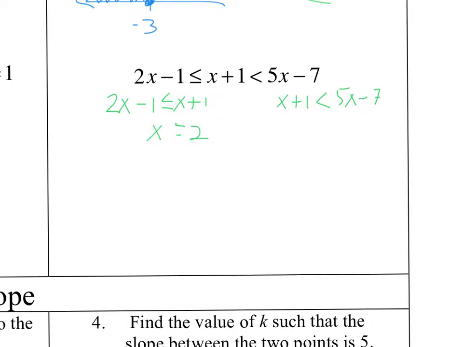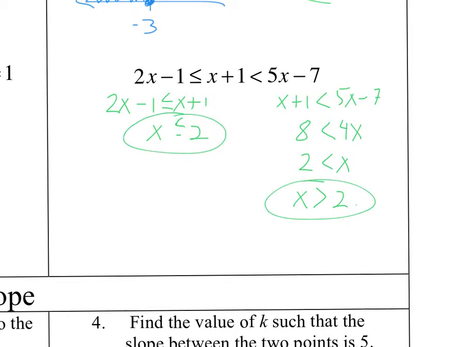And on the right side, we're going to end up getting 4x is greater than 8. And if I divide both of these by 4, we get 2 is less than x, or x is greater than 2. And I made a really fun problem that doesn't actually work because of the numbers that I chose, because we have two conflicting pieces of information: x is less than or equal to 2 and x is greater than 2.